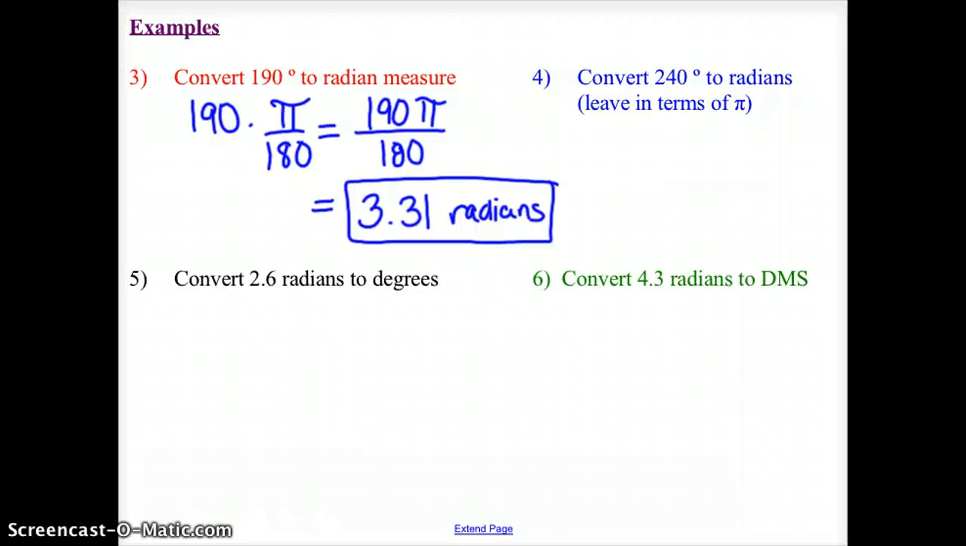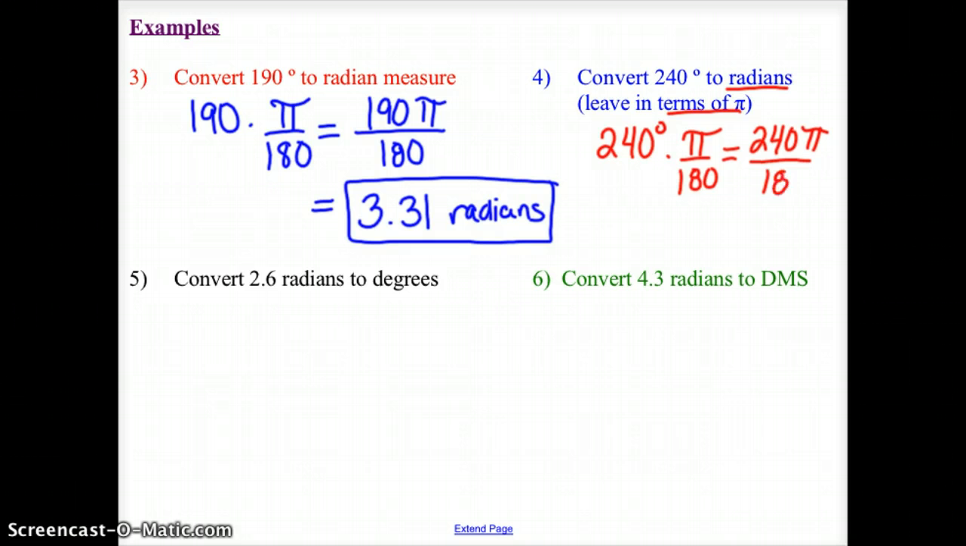For the next problem, we're going to convert 240 degrees into radians. This time it says leave in terms of pi, so that means no decimal. So I'm going to multiply this by pi over 180, which gives me 240 pi over 180. But then I can reduce that. 240 divided by 180 reduces to 4/3, so I have 4 pi over 3. And note, this time I left it as a reduced fraction because the directions say leave in terms of pi, no decimal.